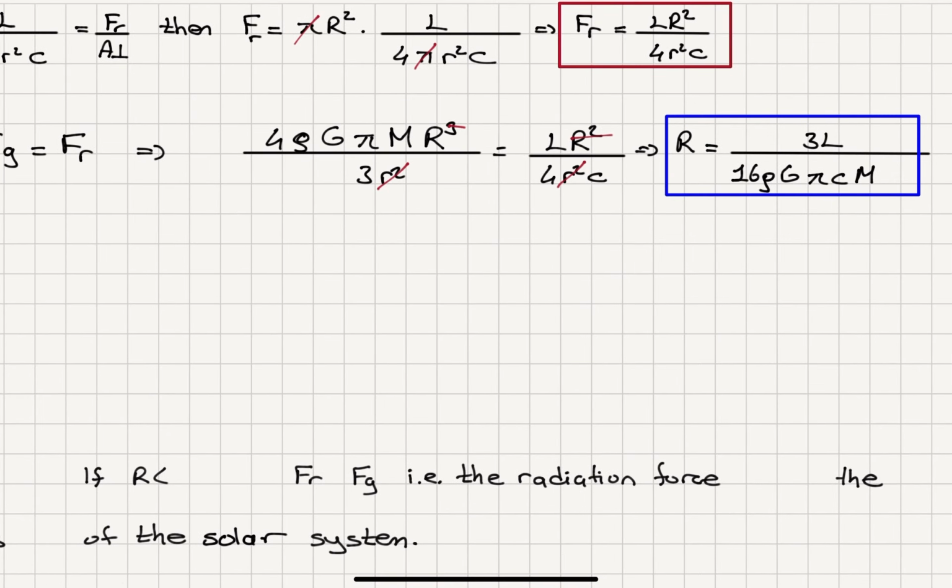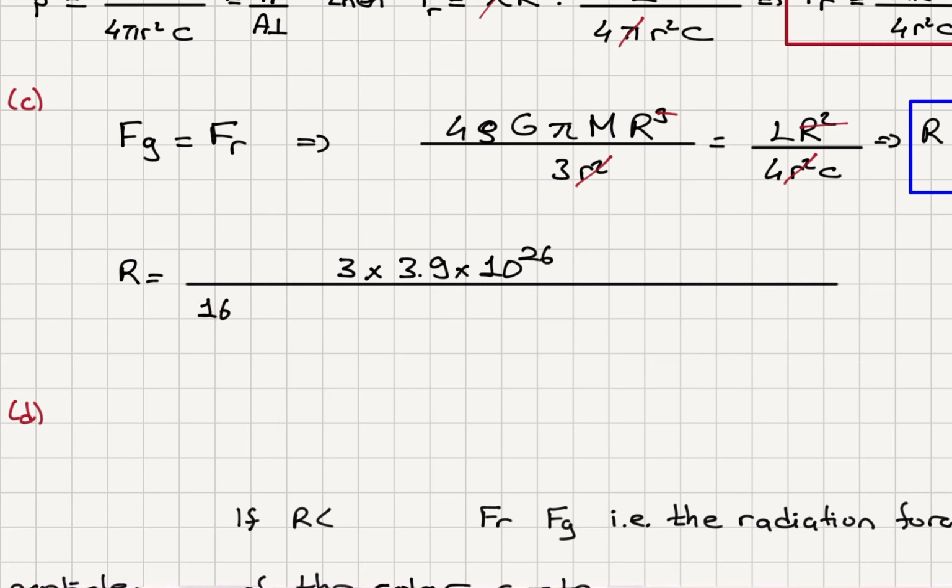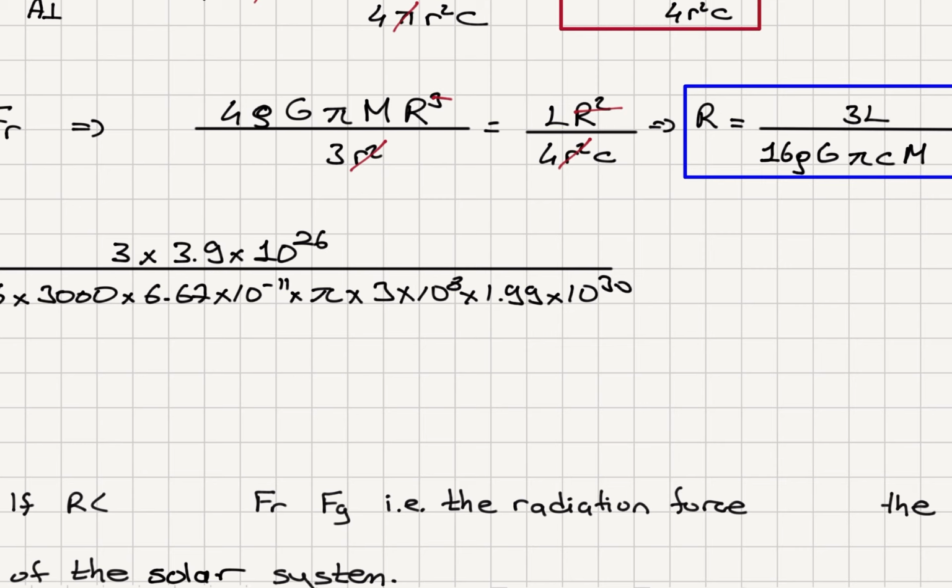We can calculate what it is for the given numbers. The critical radius R is equal to 3 times the luminosity, 3 times 3.9 10 to 26, divided by 16, density 3000 kilograms per meter cube, 6.67 10 to minus 11 gravitational constant, pi, speed of light 3 times 10 to 8, mass of the sun 1.99 10 to 30 kilograms. So this gives us a critical radius 1.9 10 to minus 7 meters, or R is equal to 0.19 micrometers.